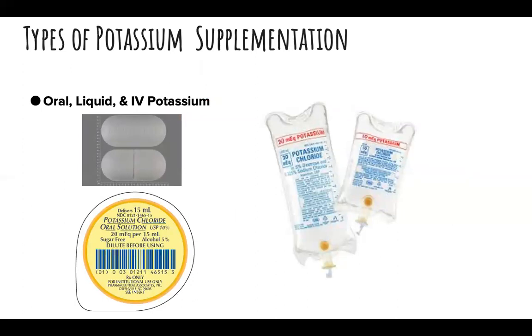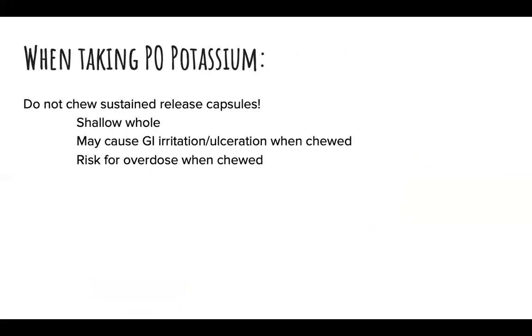Now, there are different types of potassium supplements. We can give oral, liquid, or IV potassium. We can take potassium in pills. The pills are typically very large. We can take it in a liquid or IV potassium. IV potassium can be pretty caustic to the veins and can be irritating.